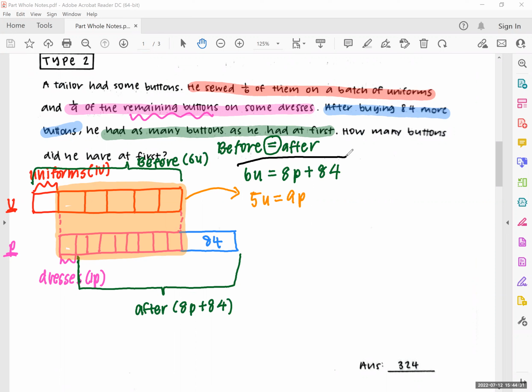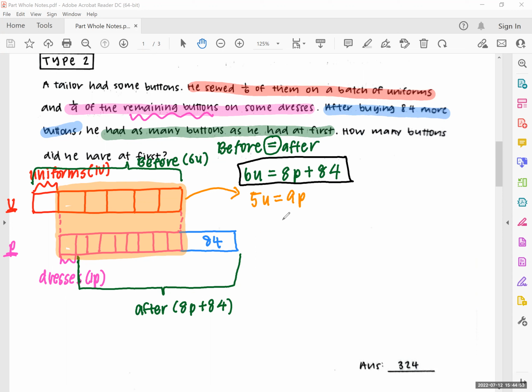But look at your original equation. Can you see your original equation here? It is in units and parts. So either you make everybody in units, or everybody in parts. So if I know that 5 units is equal to 9 parts, I can find 6 units, right? And you know how to do secret 7, correct? If you don't know, then you just do the traditional way.